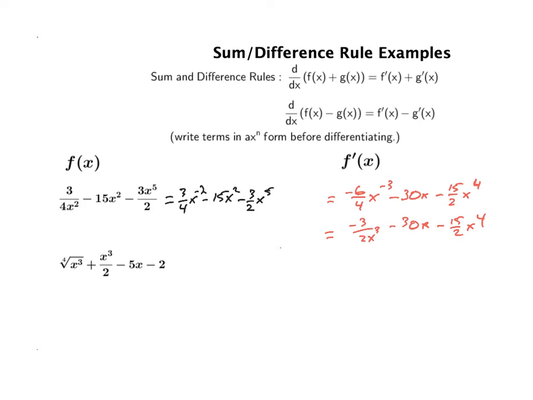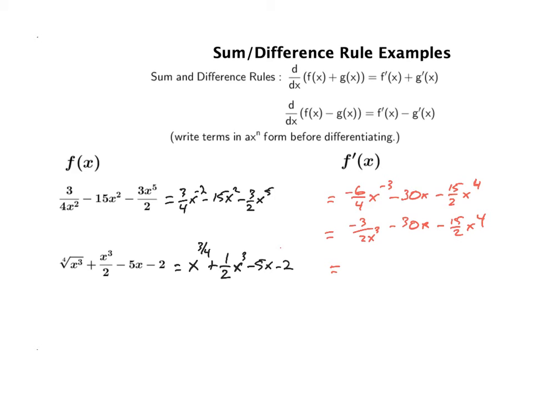And in our final example here, we're going to take the 4th root of x cubed. So that's just x to the 3 over 4. And then the next term I'm going to write as 1/2 x to the 3rd. And then minus 5x minus 2. And what's the derivative of that?